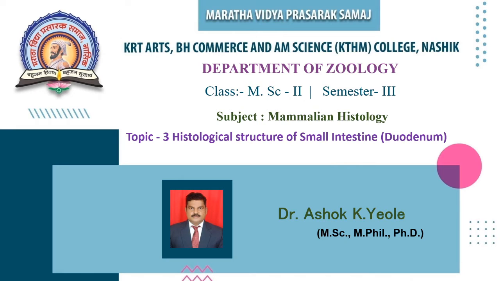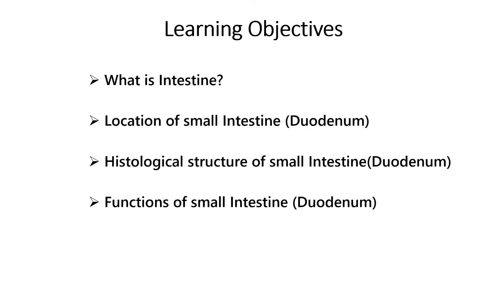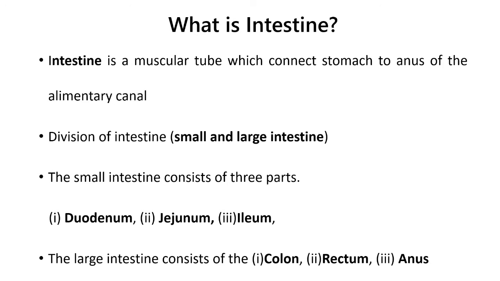In today's presentation, we are going to discuss a topic of mammalian histology, that is transverse section of duodenum. Duodenum is a part of small intestine. So, what are the learning objectives of today's lecture? First, what is intestine? Second, what is the location of small intestine, then histological structure and function of small intestine. So let us start with what is intestine.